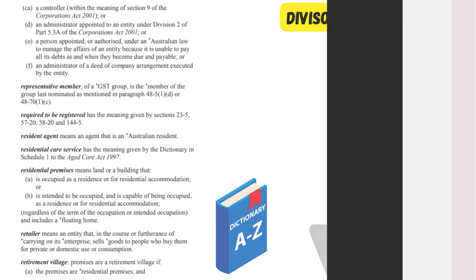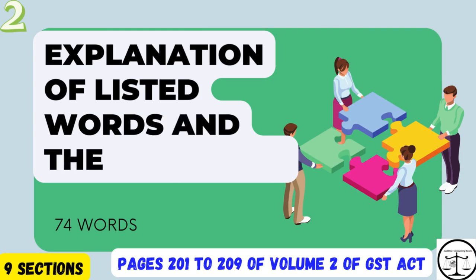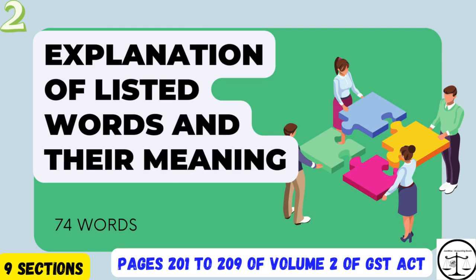74. Retirement village. We will explain these 74 words mentioned before from pages 201 to 209 of Volume 2 of GST Act. We will try to explain mentioned words in this video in best possible manner.